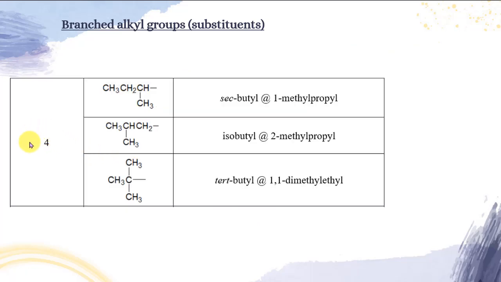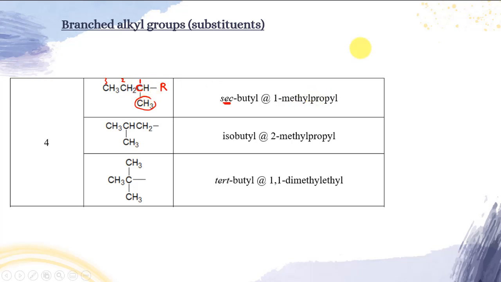If there are four carbons in the substituent, it depends on how the carbons inside the substituent are arranged. If it is like this, this carbon is connected to the main parent carbon chain. This will be your carbon 1, 2, 3, and you have a substituent. Following IUPAC naming, it is 1-methylpropyl, or the common name sec-butyl. Sec here refers to secondary, because the carbon attached to the parent is a secondary carbon. So this carbon number 1 is a secondary carbon.